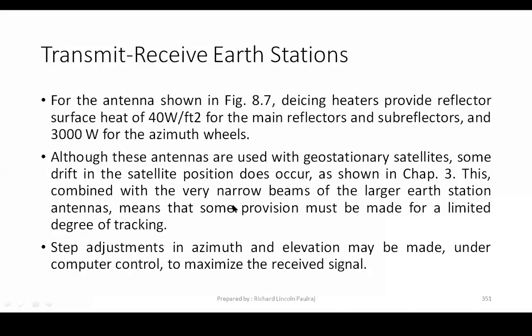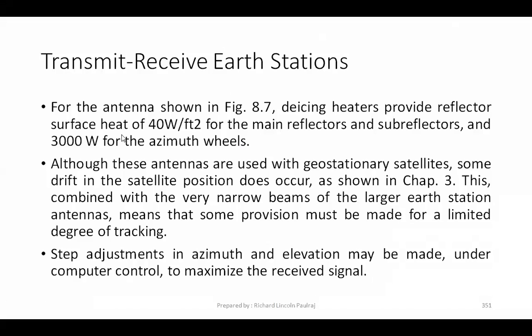As I was mentioning, the antenna is prone to ice and snow. So we need to have heaters which can take care of the heat and melt off the ice and the snow. The range is about 40 watts per square foot for the main reflectors and sub-reflectors, and about 3000 watts for the azimuth beams.